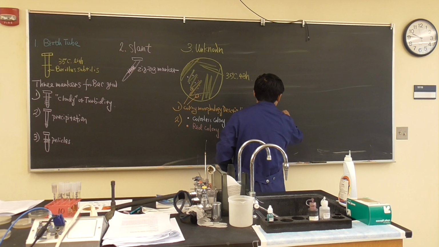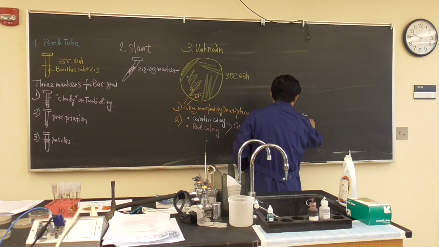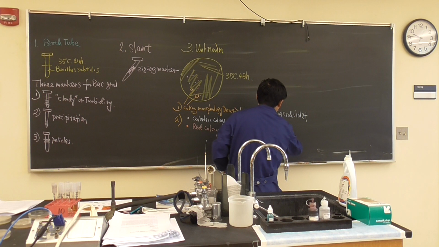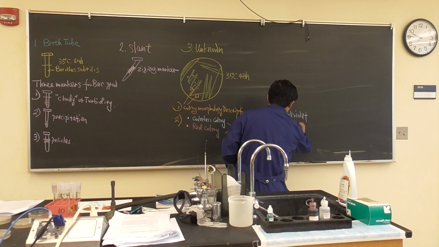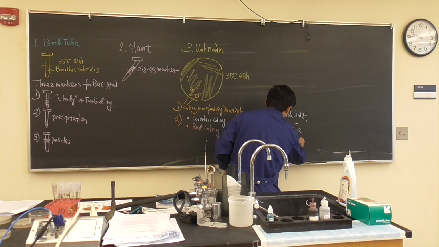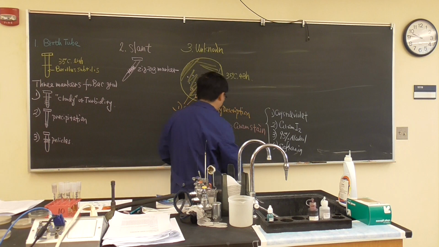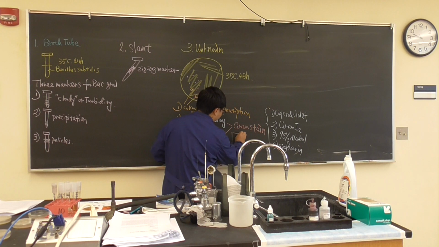It includes crystal violet first, second is Gram's iodine, third is 95% alcohol decolorization, and the last one is counterstain with safranin. I want everybody to do it by themselves. Then two of you work together and pick the good results.